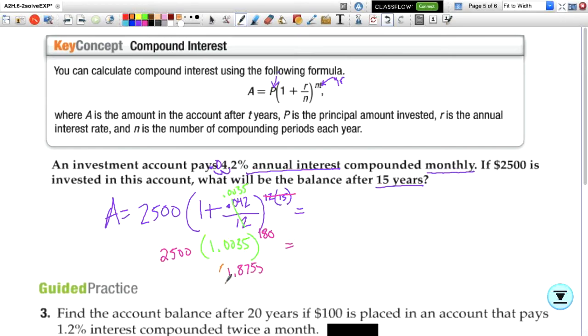Now I'm not going to press clear and retype that in. I already have it in my calculator. I'm just writing it for you so you can see my next step is going to be to times it by 2,500. And I get 4,688 point.